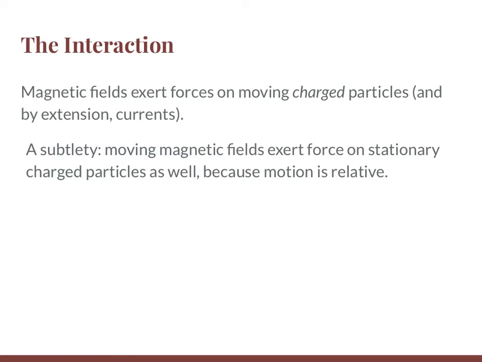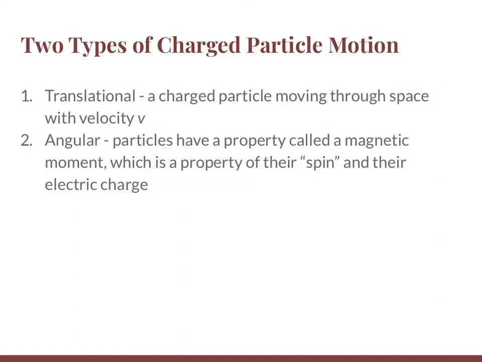Something that is a consequence of this is that a moving magnetic field, or a field from a moving source, will exert a force on a stationary charged particle because motion is relative. So if there's relative motion between the two things, a force is exerted, whether the field is what's moving or the particle is what's moving. There are two types of motion for charged particles.